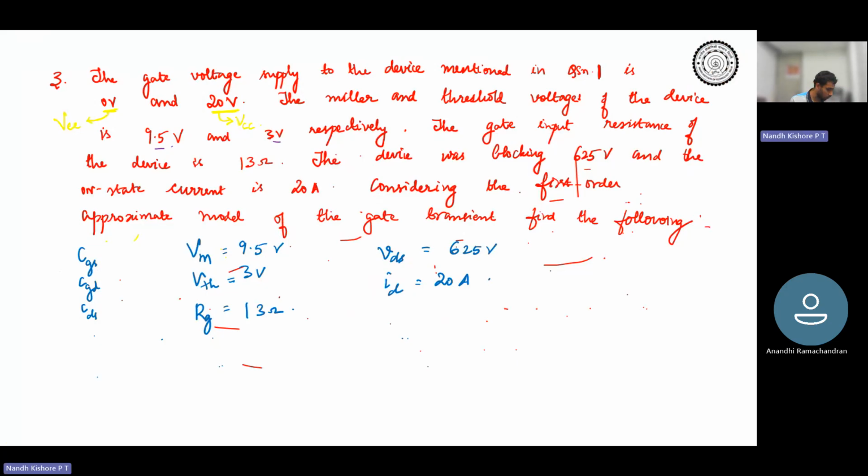So the question is, the gate voltage supply mentioned in question 1 is 0 volts and 20 volts. So we saw that 0 volts is the VEE or the negative bias supply, and 20 volts is the VCC or the positive bias supply. The Miller and threshold voltages of the device are 9.5 volts and 3 volts respectively. The gate input resistance of the device is 13 ohms. The device was blocking 625 volts and the on-state current is 20 amperes. So considering the first order approximate model of the gate transient, find the following.